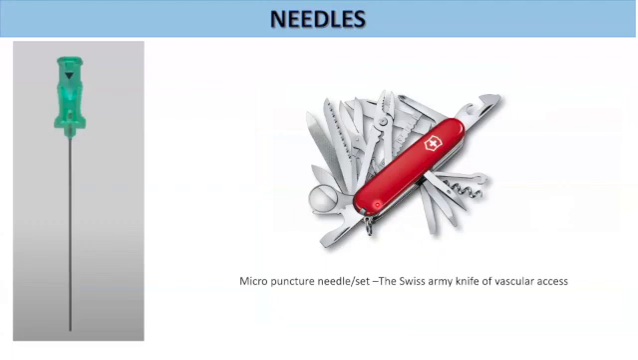Coming to the most useful part in interventional nephrology procedures. This is a micropuncture needle. Micropuncture needle is also known as the Swiss Army knife of vascular access. As a rule for all the beginners, for any access, before going to a sheath, you can directly puncture with a micropuncture needle and introduce a micropuncture set first, then only go to the sheath.